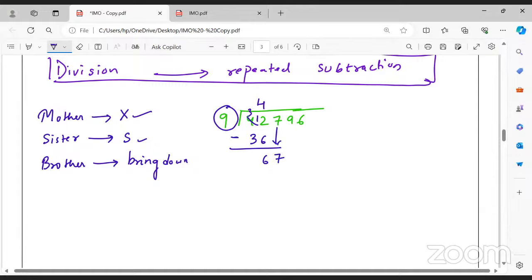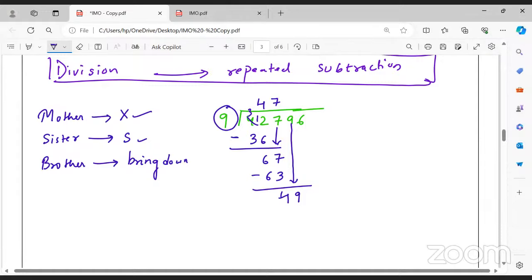Again, after brother, mother is going to do the work. Mother will say the multiplication table of 9, but she cannot go more than 67. So what should she go with? 9 sevens are 63. So again, sister is going to subtract. 67 minus 63 is 4. And then sister said, I am done. Brother, it's your turn. So brother said, okay, I am bringing the digit 9 down. And brother says, mommy, it's your turn.